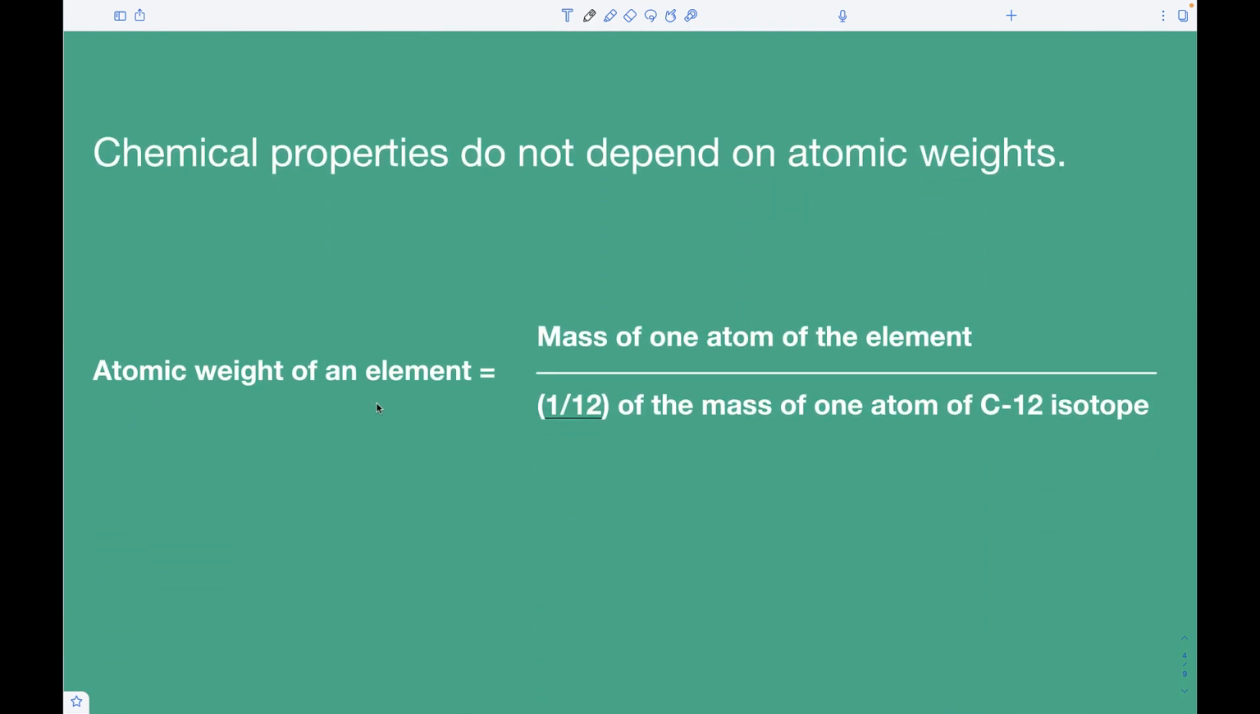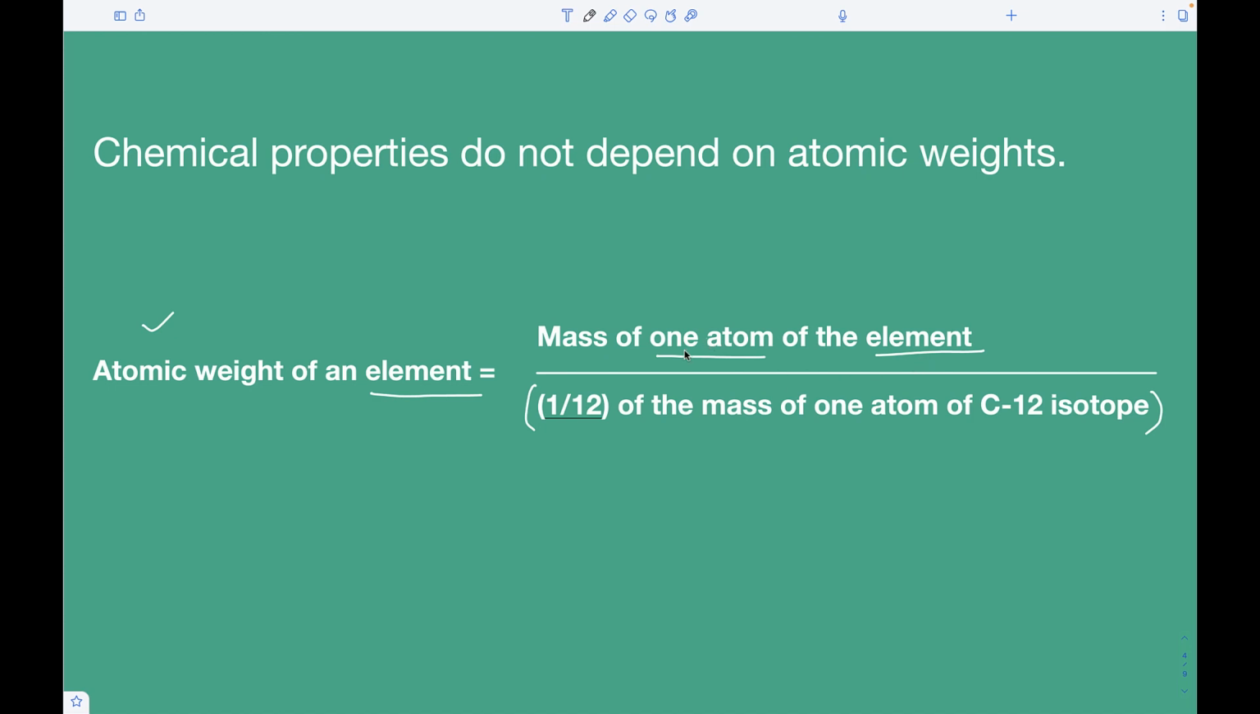Now, the discovery of isotopes has created some confusion with the definition of atomic weight. By definition, atomic weight of an element is the ratio between mass of one atom of the element and 1/12 of the mass of one atom of C12 isotope. That is our latest standard or reference for atomic weights.